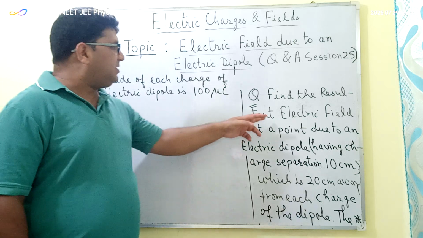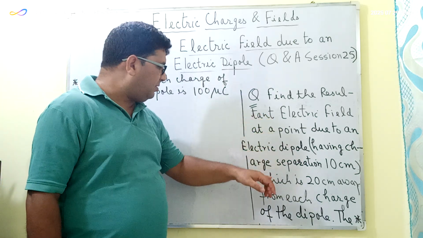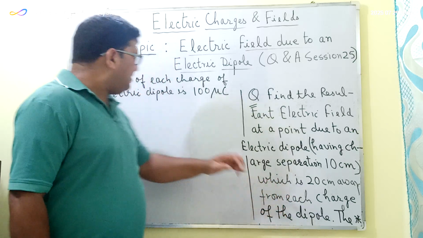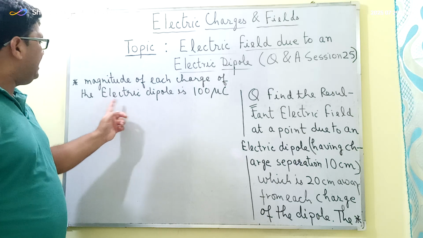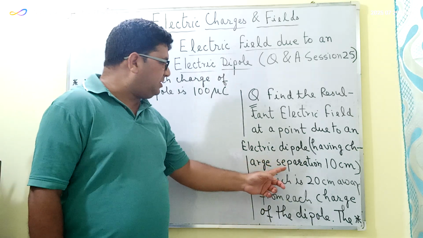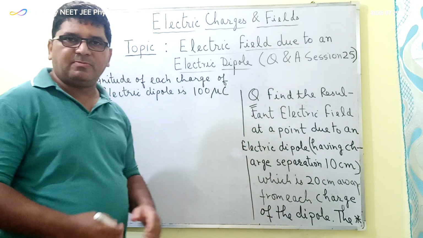So the question here is: find the resultant electric field at a point due to an electric dipole, which is 20 centimeter away from each charge of the dipole, and the magnitude of each charge of the electric dipole is equal to 100 microcoulomb, and the separation between the two charges of this electric dipole is equal to 10 centimeter.